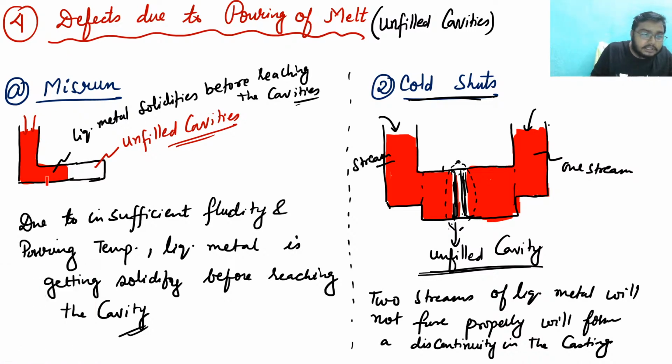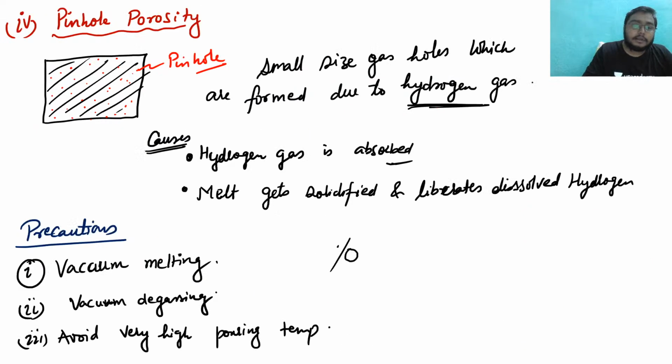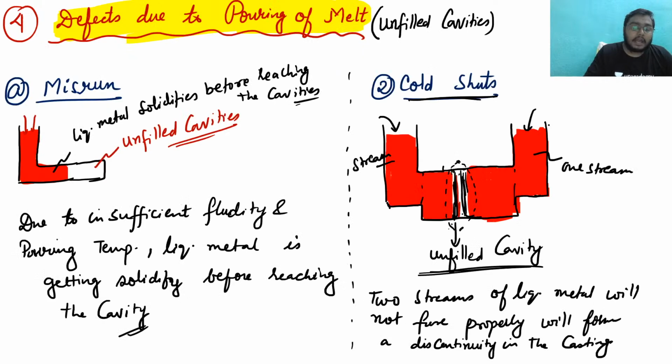So till now we have discussed three types of defects due to the pouring of melt. Till now we have seen defects due to shrinkage, defects due to molding material, defects due to evolution of gas. So four categorized types of defects we have seen till now. Now there is another category of defects, that is the fifth, so let me write it here.